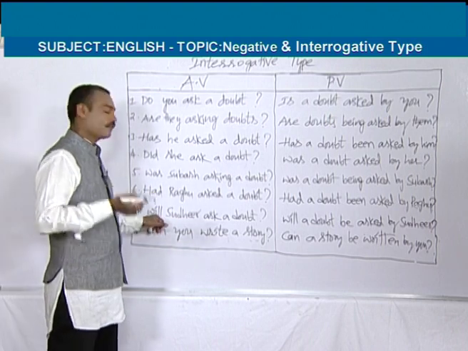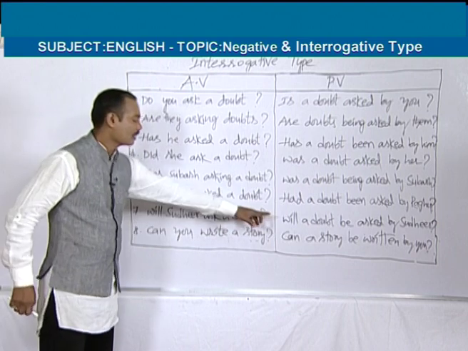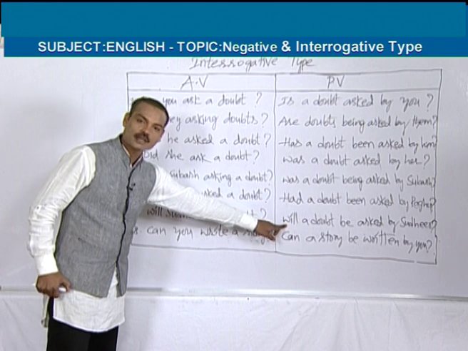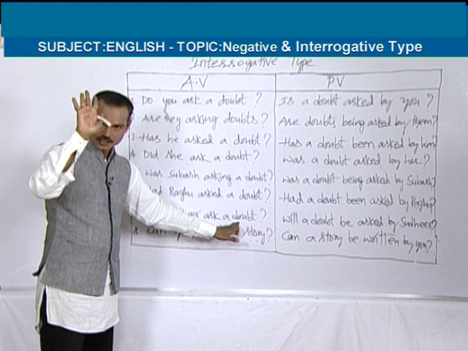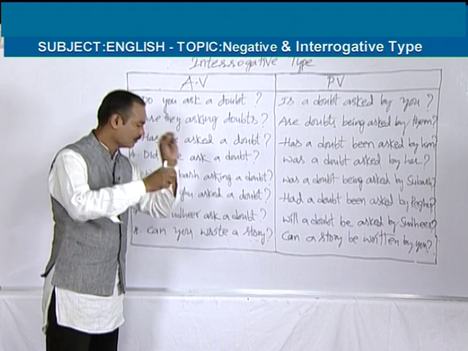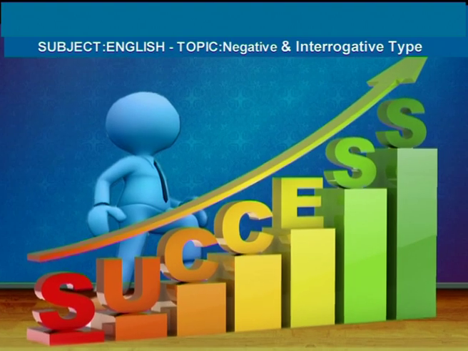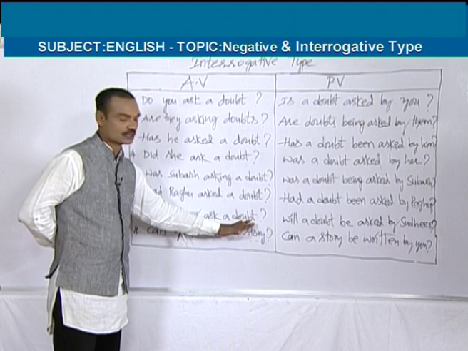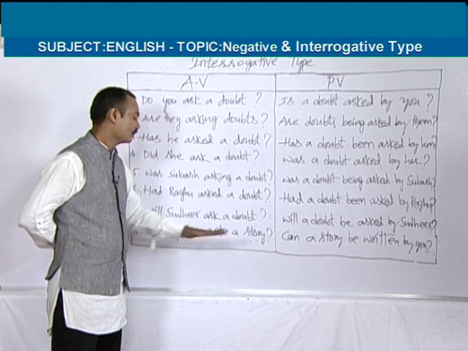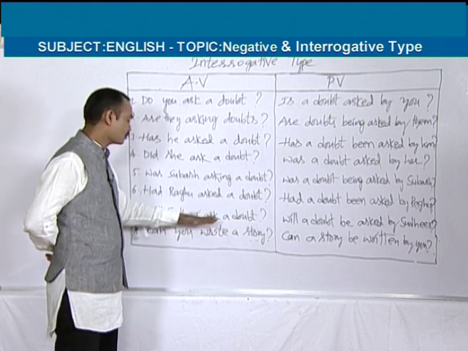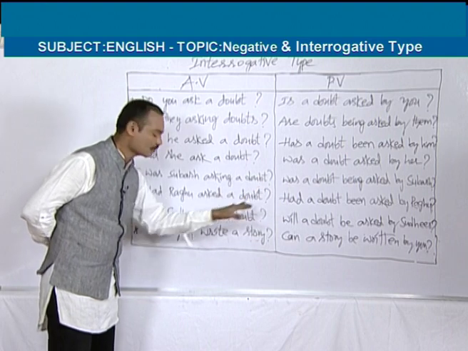So friends, whenever the active voice starts with will, the passive voice also should start with will. If the object is singular or plural, there won't be any changes. Please remember this technique. Will Sudhir ask a doubt? Singular object. Answer is, will a doubt be asked by Sudhir? For example, plural object. Will Sudhir ask doubts? Plural object. There won't be any changes.